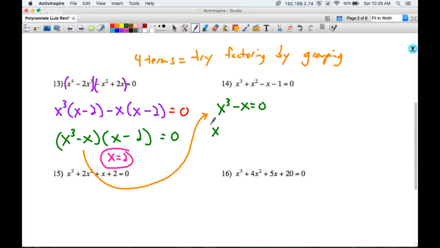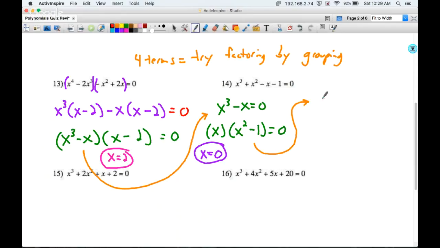Greatest common factor. x and x squared minus 1 equals 0. That x there is going to give us a 0 at 0. So 2 roots. And now zero product property again.